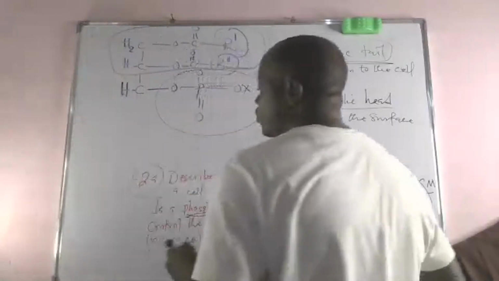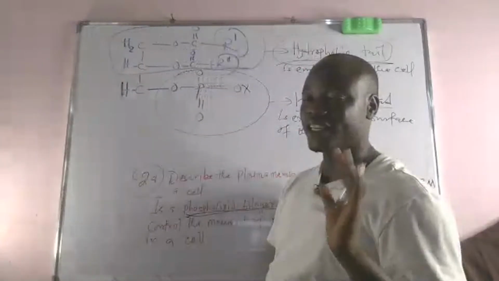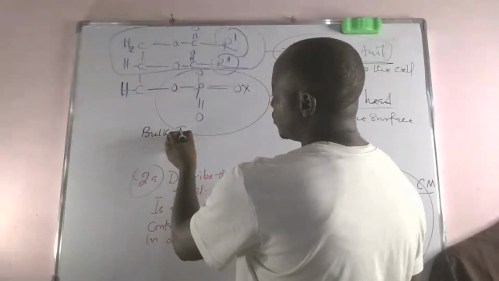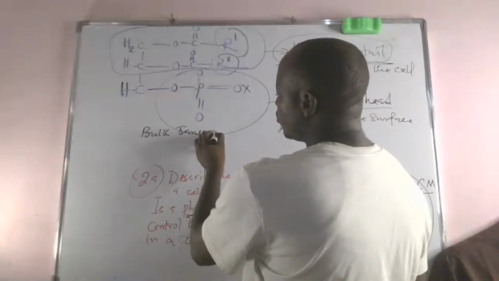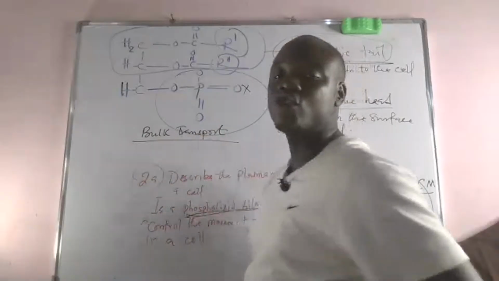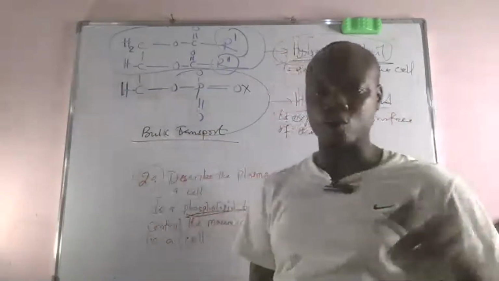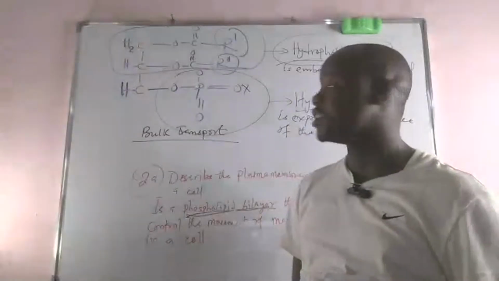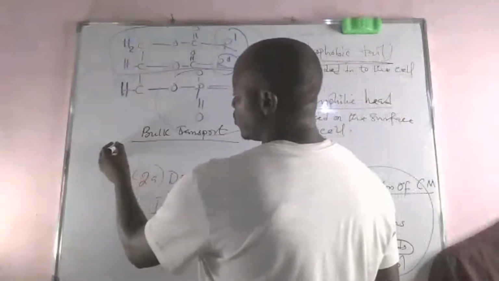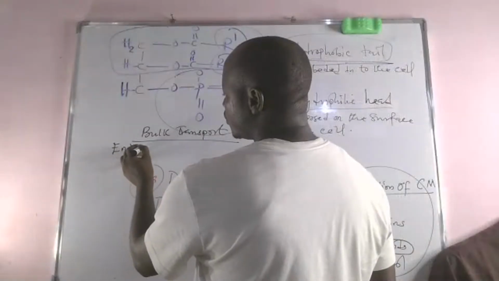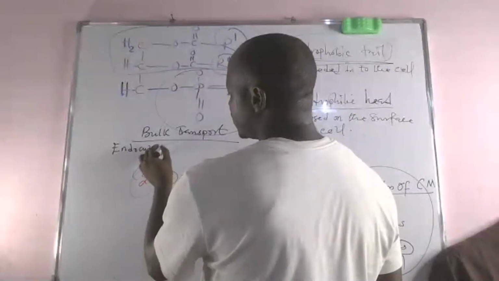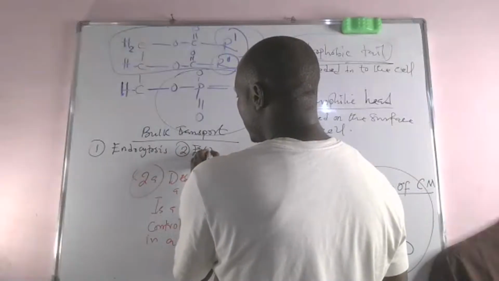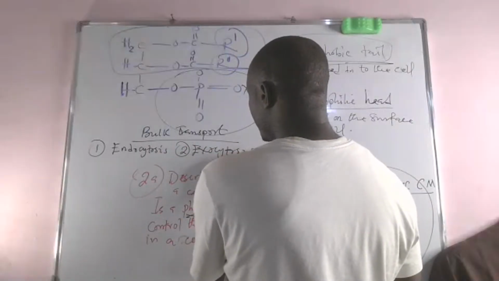Yes, we have different types of transport. So we have bulk transport. When we say bulk transport, it means the transport of larger molecules, the bigger molecules. The types of bulk transport we have: endocytosis, that is one, and then two, we have exocytosis.